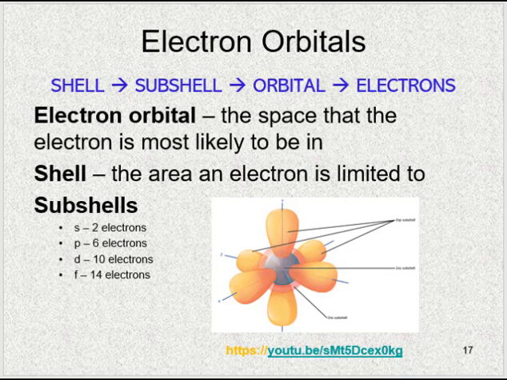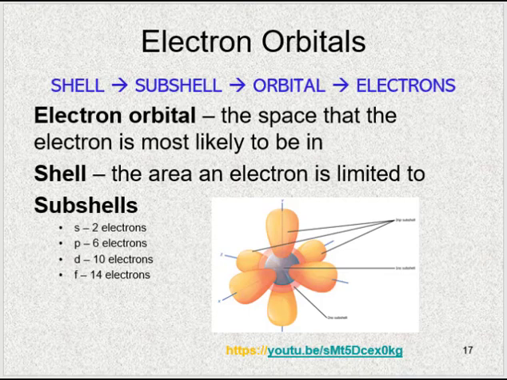Within each shell will be subshells. Some shells may have one subshell, and some may have multiple subshells. Subshell S can house 2 electrons. P can house 6 electrons. D can house 10 electrons, and F can house 14 electrons. Each of these has a different shape, as indicated by this image.